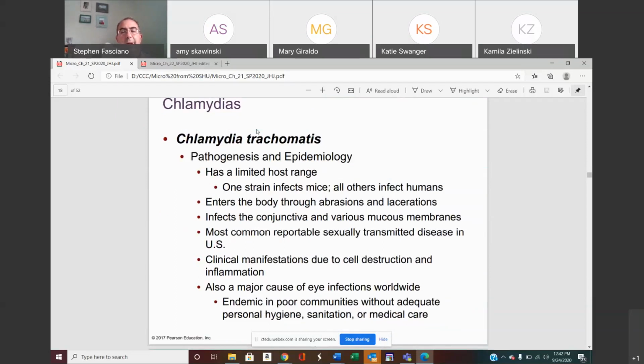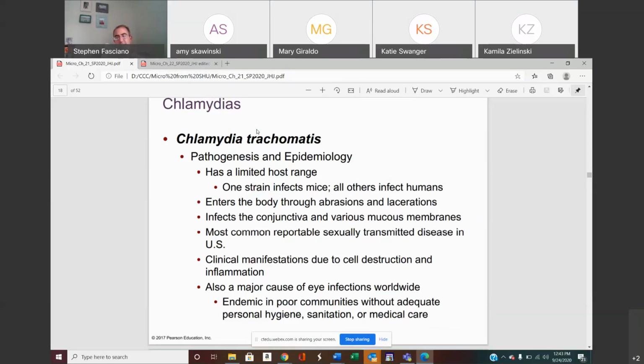Chlamydia trachomatis has a limited host range. One strain infects mice, all the others infect humans. Enters the body through cuts, infects the conjunctiva and various mucous membranes, and it's the most common reported STD in the U.S. Chlamydia. Clinical manifestations are due to cell destruction and inflammation. So it's actually also a major cause of eye infections worldwide.